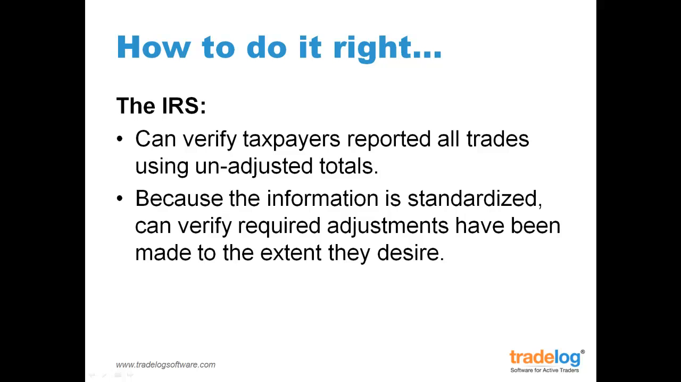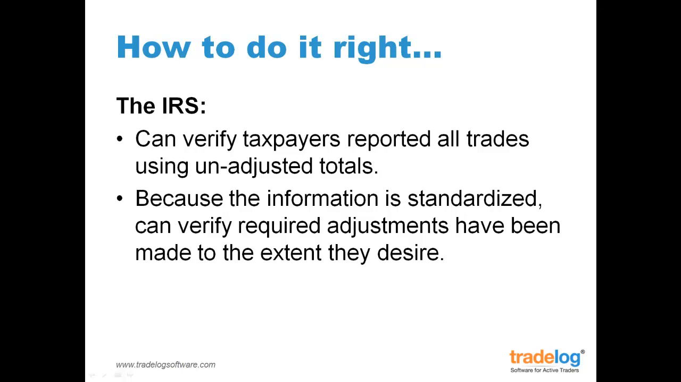But what about for the IRS? Well, with what we recommend, the IRS would still have something that they could use to verify. They could use unadjusted totals for cost basis and for sale proceeds. They can compare that with what the taxpayer reports prior to adjustments. They can use that to make sure that the taxpayer is reporting all their trades.